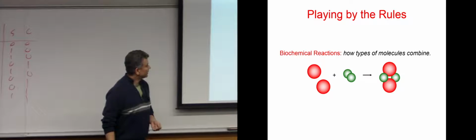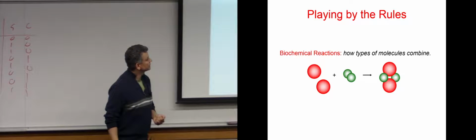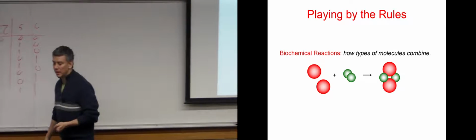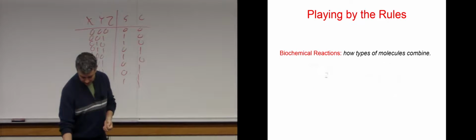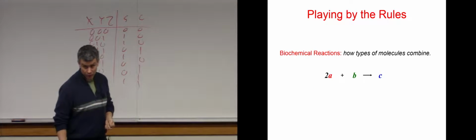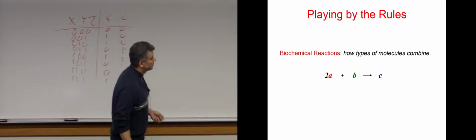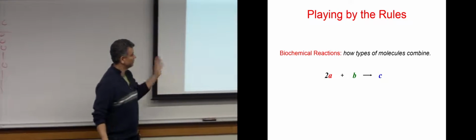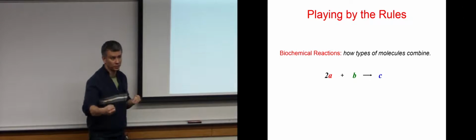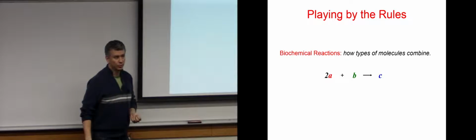My view of what a chemical reaction is, it's just a rule that specifies how types of molecules combine. So the rule might specify something like 2A plus B goes to C. So it's a rule that specifies if we have 2 molecules of A and it combines with 1 molecule of B, then we get 1 molecule of C. So think of hydrogen and oxygen combining to produce water.